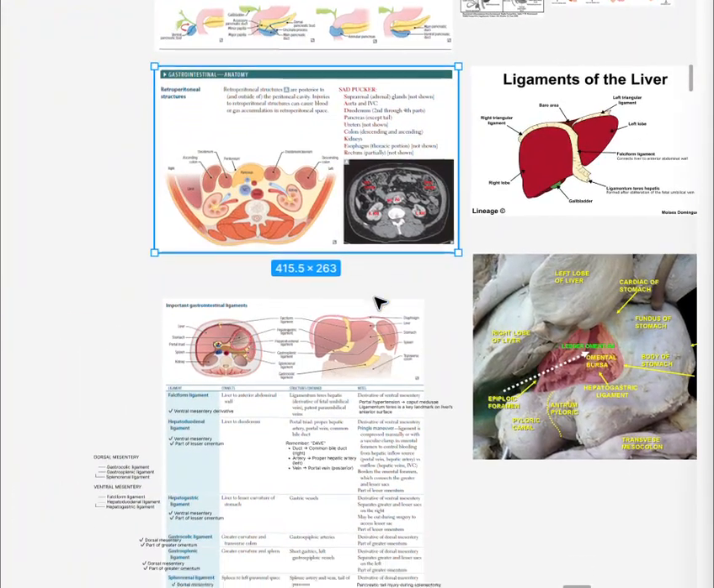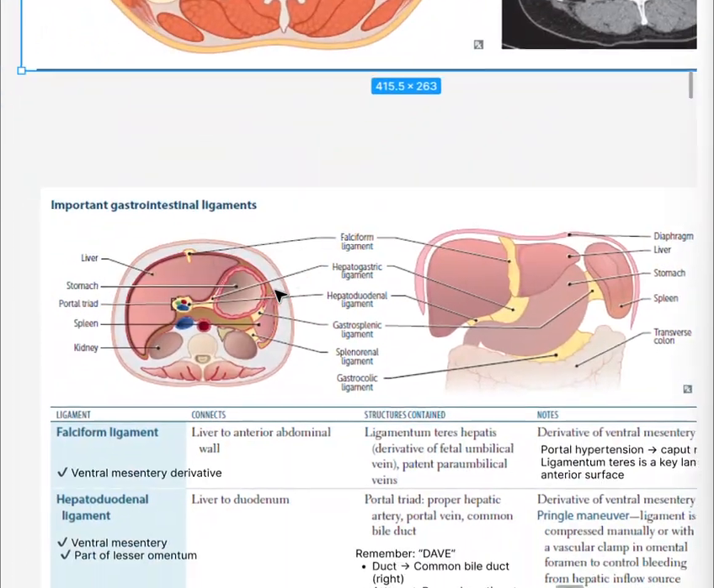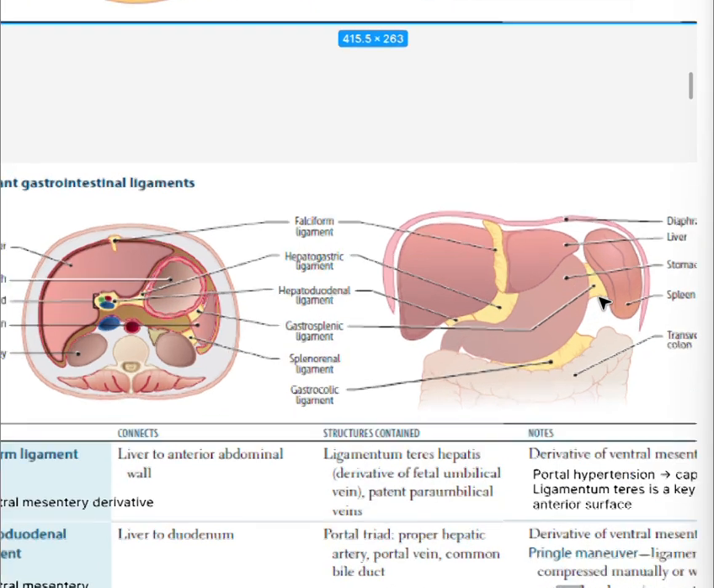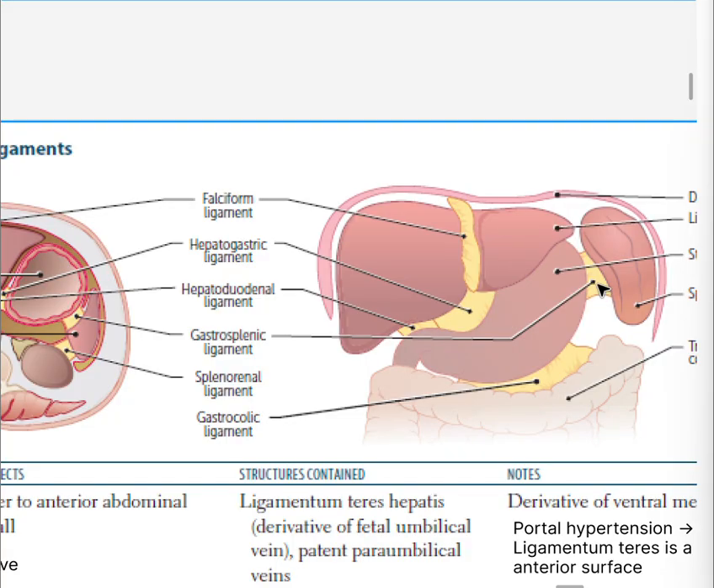Okay, let's look at the gastrosplenic ligament. Now, this is the spleen and this is your stomach. So, in between the two, you have the gastrosplenic ligament. The gastrosplenic ligament connects the greater curvature of the stomach to the spleen. And it contains the short gastric arteries and left gastroepiploic artery. It is derived from dorsal mesentery and it's part of the greater omentum. I told you all this is the greater omentum.